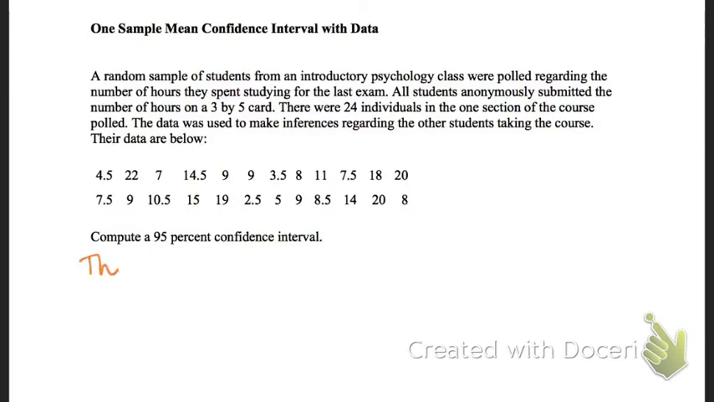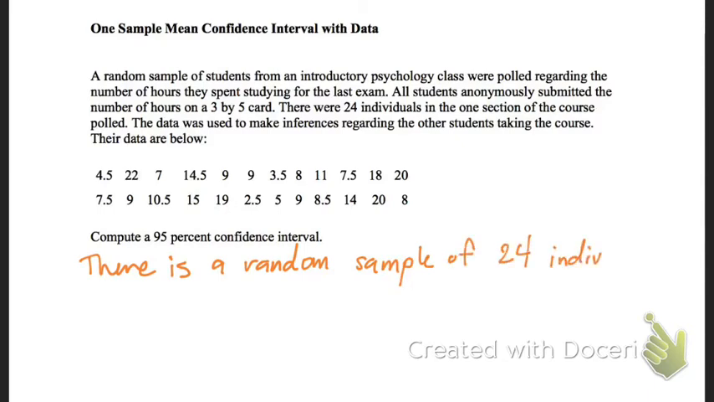So there is a random sample of 24 individuals. It just is wanting a random sample. And then the second one that we're wanting to decide is if it's normal or not. The only way that you can prove that your distribution is normal is by graphing.